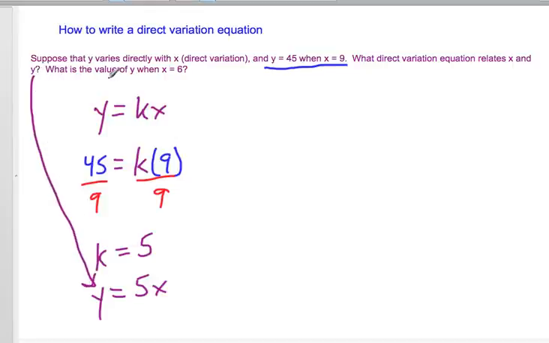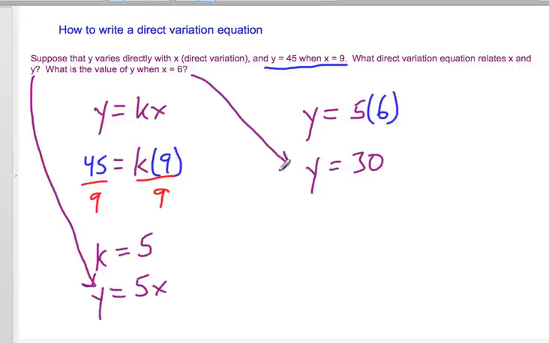The second question is, what is the value of y when x equals 6? So we're going to use this. What is the value of y when x equals 6? We're just going to plug in 6, figure out what y is. Pretty simple. Y equals 30. So that's the answer to the second question.